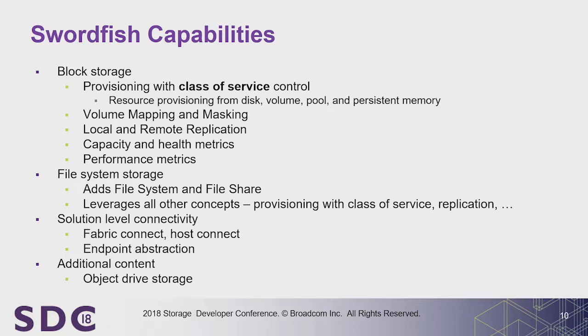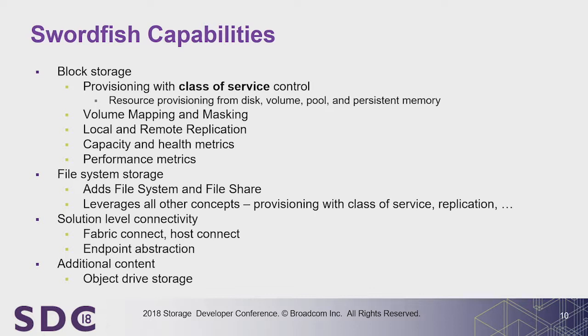File system. So we have two file system objects. The file system model is not radically different. It basically builds on top of the block object. Everything is exactly the same except for the two objects, file system and file share. It works exactly the same: provisioning with class of service, replication, everything. The only two unique objects from the rest of the system are file systems and file shares.